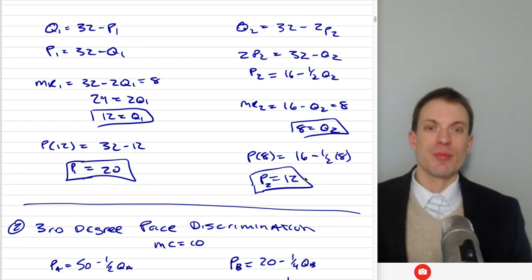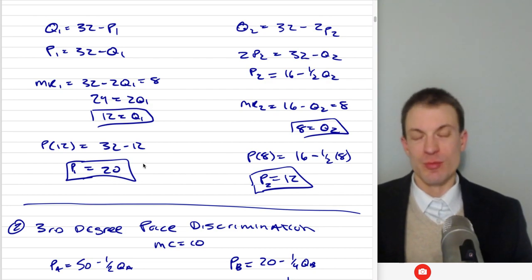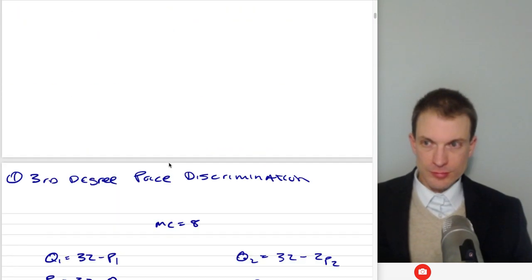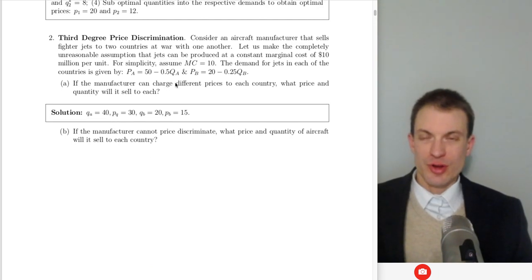Sure enough, we're going to get a price discount, and we're going to get a price premium for the more inelastic, relatively more inelastic demanders. Okay, so question number 2.